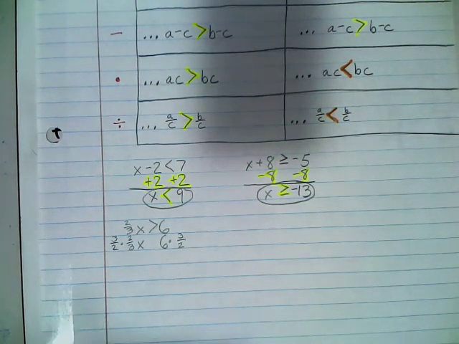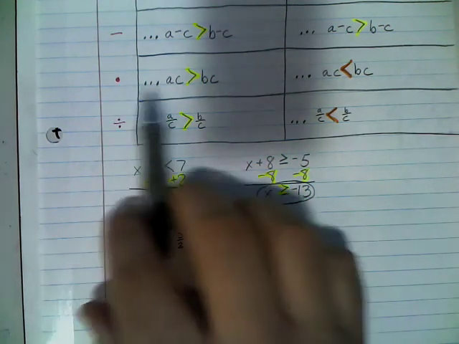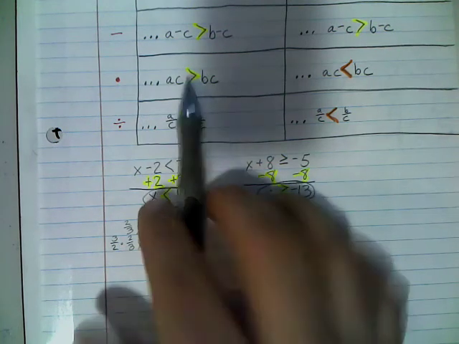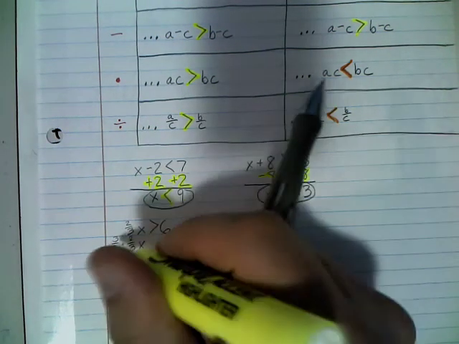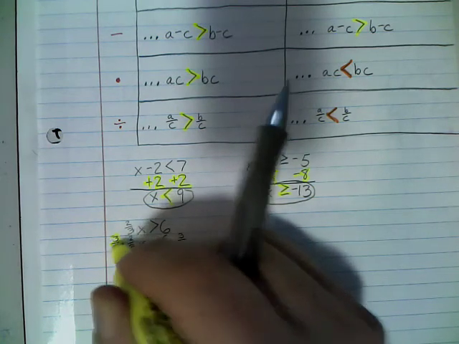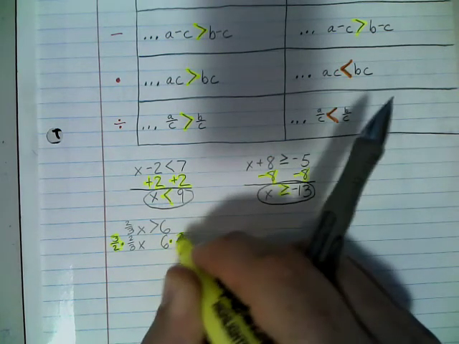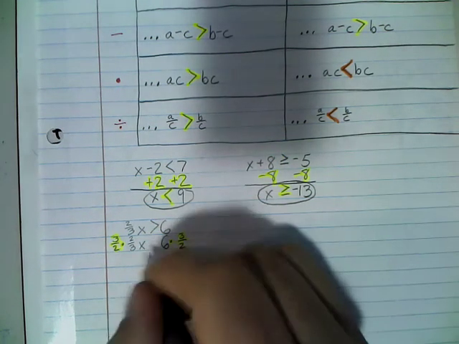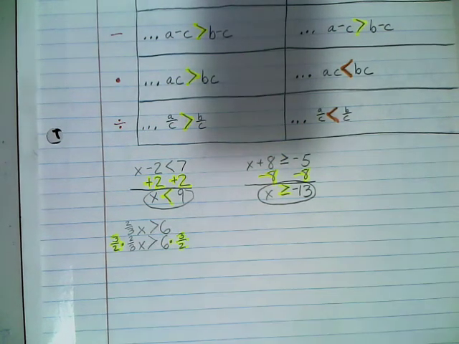So we need to consider here, what did we just do? Well, we multiplied by a positive. So if we multiply by a positive, we're in the yellow. That means that it is not going to change. Whatever the inequality was before, that's what it's going to be after. So this will still be a greater than.